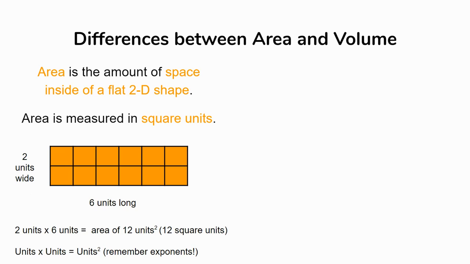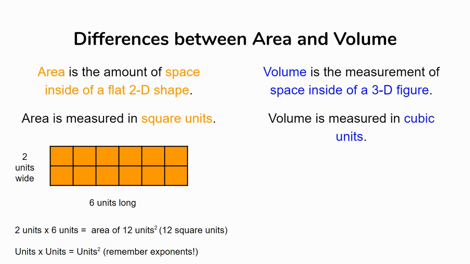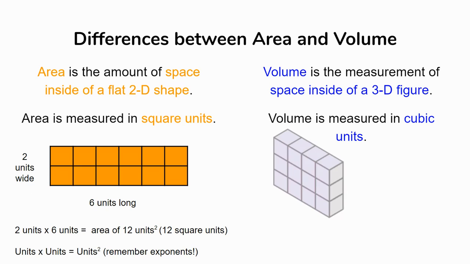So again, volume is pretty similar. Area is for 2-dimensional shapes. Volume is the measurement of space inside of a 3D figure. Instead of square units, it's measured in cubic units. The example here would be a 3-dimensional rectangular prism, and if we look at the dimensions, it has 3 dimensions. It's 4 units long, it's 3 units tall, and it's 1 unit wide.